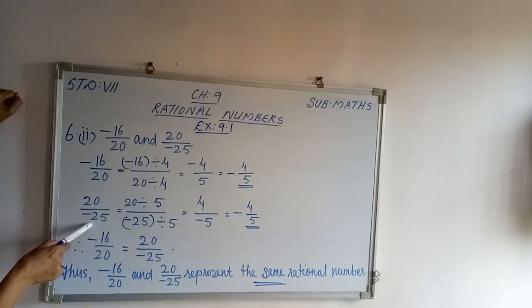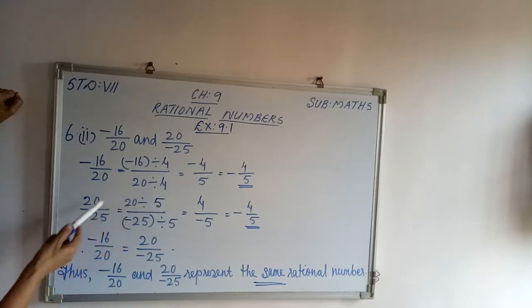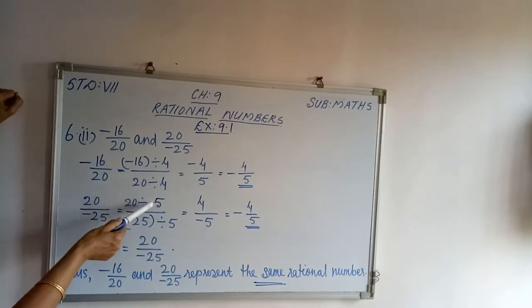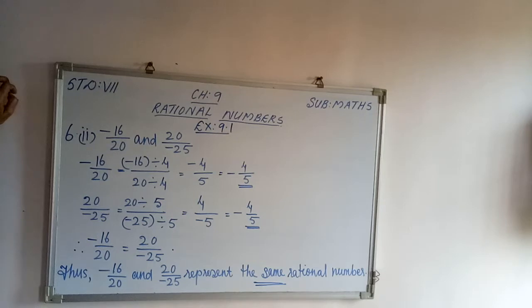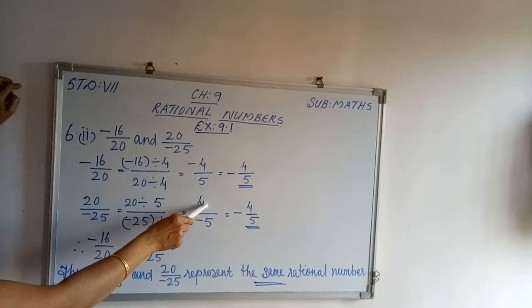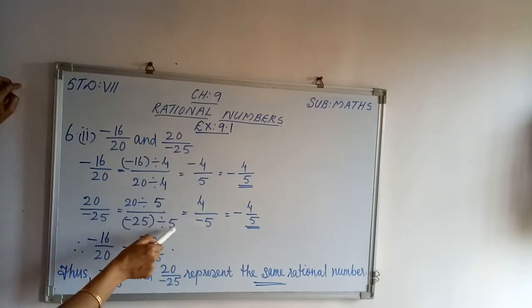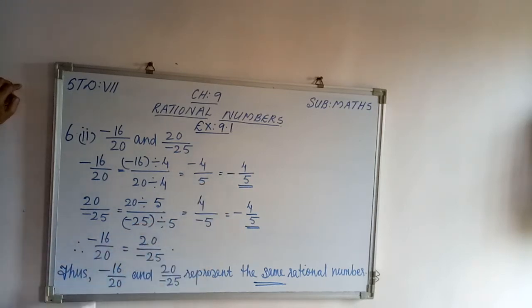Here 20 upon minus 25, divided by 5: we get 20 divided by 5 and minus 25 divided by 5. This is dividing by the highest common factor. So we get 20 divided by 5, it is 4, minus 25 divided by 5 is minus 5. It is 4 upon minus 5, which is minus 4 upon 5. See, both are equal. So we can write minus 16 upon 20 is equal to 20 upon minus 25. Therefore, minus 16 upon 20 and 20 upon minus 25 represent the same rational number.